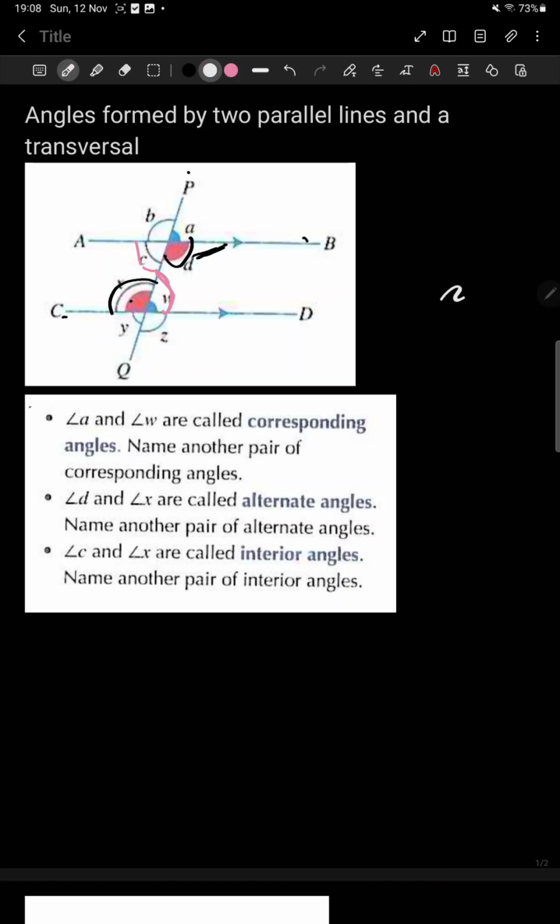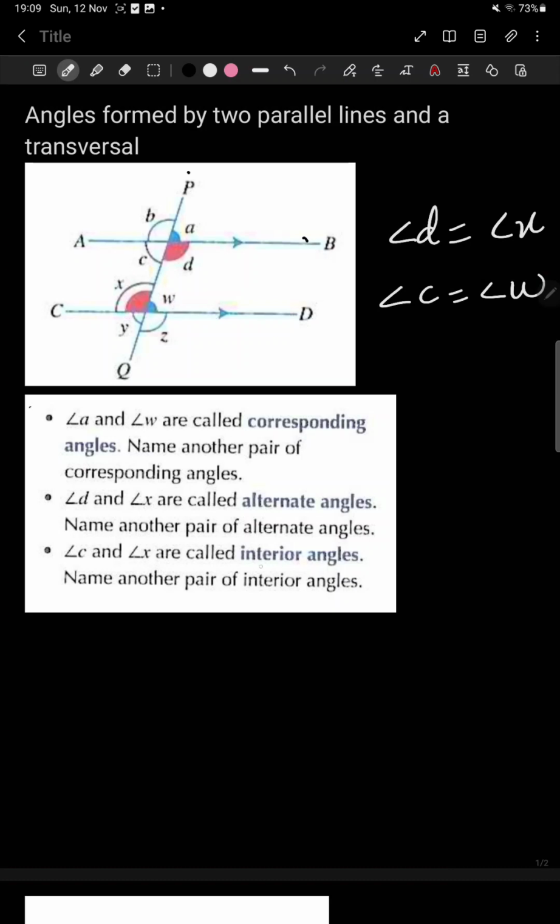So we can say that in this diagram, angle D equals angle X, the reason is alternate angles. Angle C equals angle W, the reason is alternate angles.